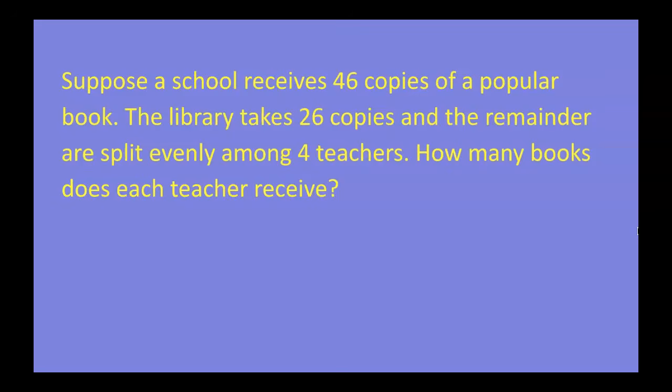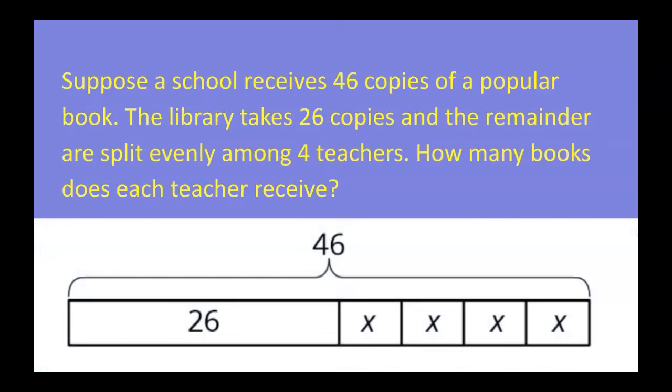So looking at a problem here, if a school has 46 copies of a popular book and then the library takes 26 and the rest is split evenly among 4 teachers, you're trying to solve a problem like how many books does each teacher receive. You could set this up with a tape diagram. 46 would represent the total, and in that you would split up the 26 that the library gets and 4 equally spaced boxes that are each labeled x, or whatever variable you have of your choice, because 4 teachers get the same number of books. In your Ed puzzle, I'm going to ask you to write an equation for this and also to solve it.